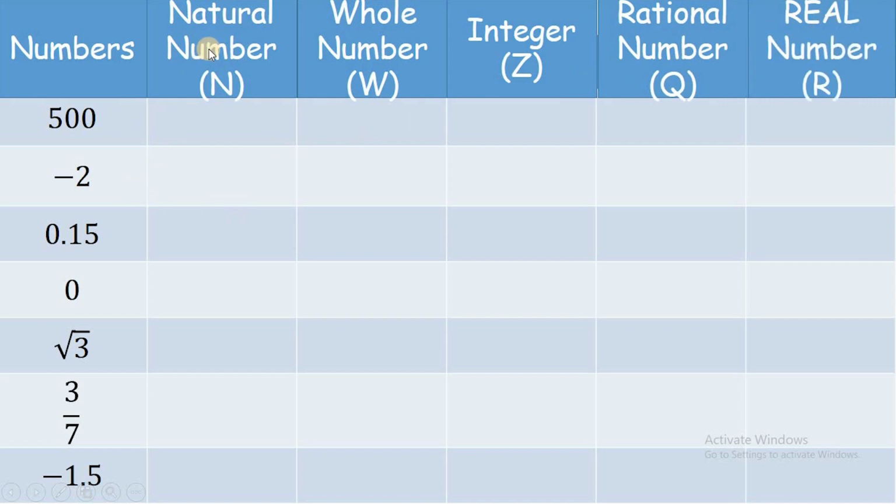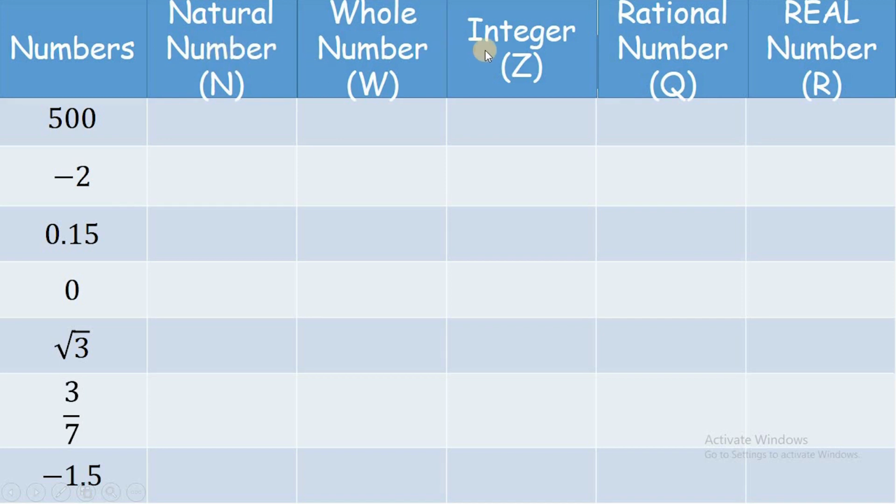Now, we know that all the natural numbers are whole numbers, all the natural numbers are integers, all the natural numbers are rational, and all the natural numbers are real numbers. But all the real numbers need not be rational, all the real numbers need not be integers, all the real numbers need not be whole numbers, and all the real numbers need not be natural numbers.